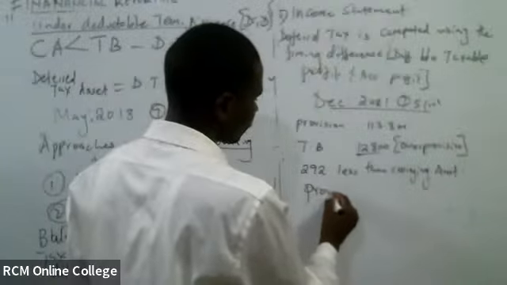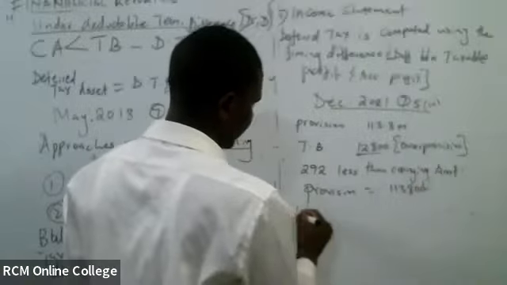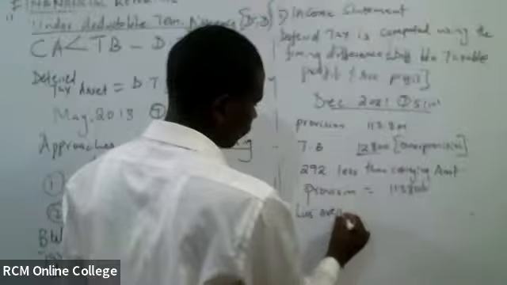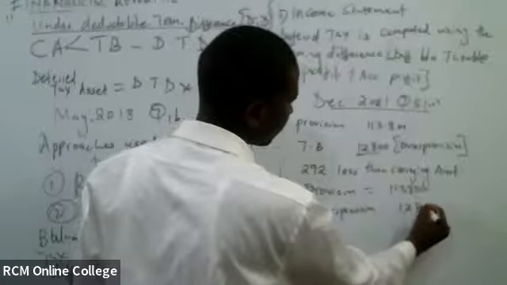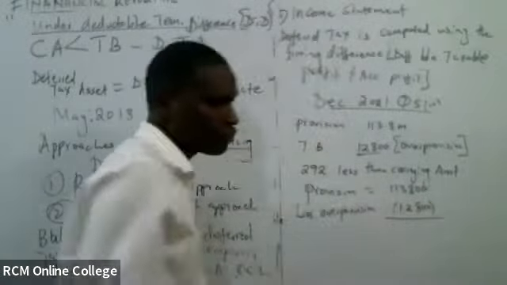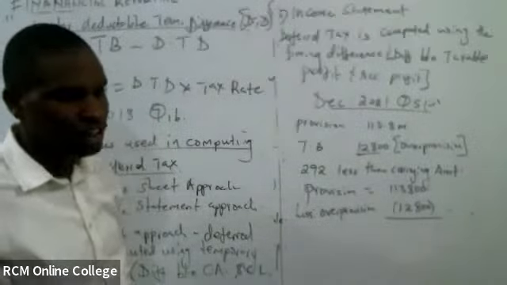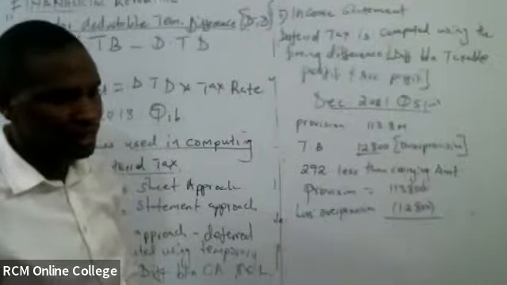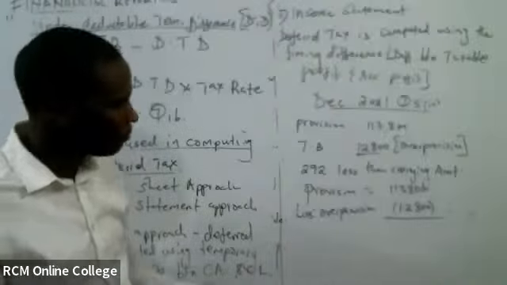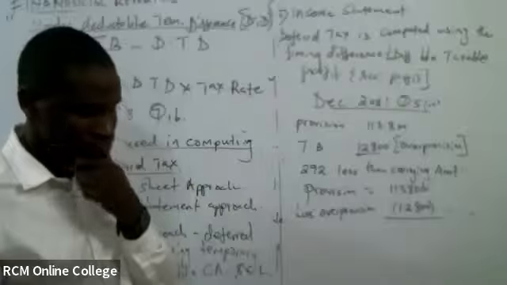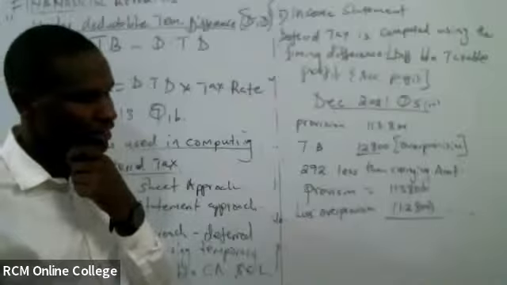So provision is equal to 113,800 less over provision, which is 12,800. If you subtract, how much are we left with? That is now the tax to be charged in the income statement, in the current year. How much will it be? You just subtract, it's a direct one.